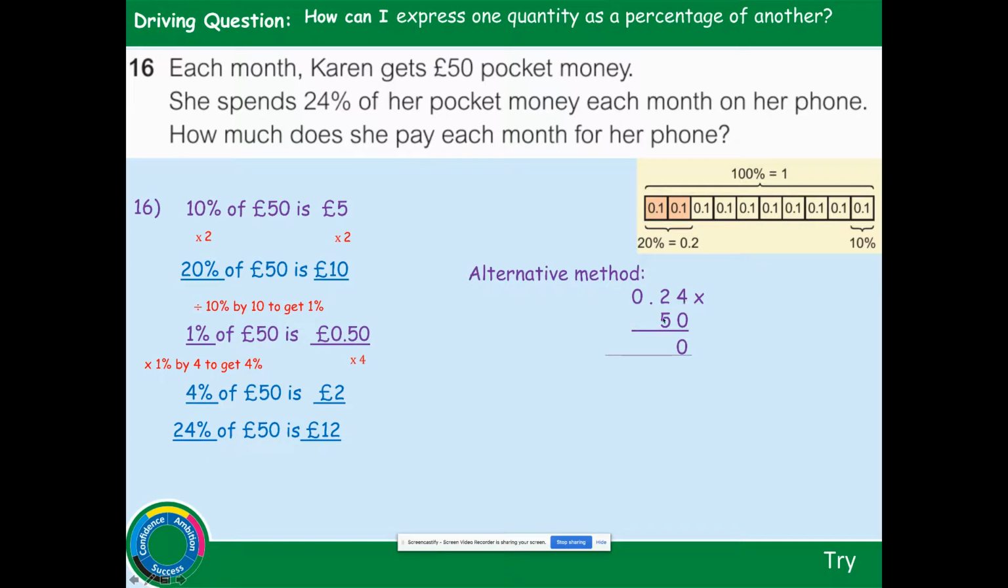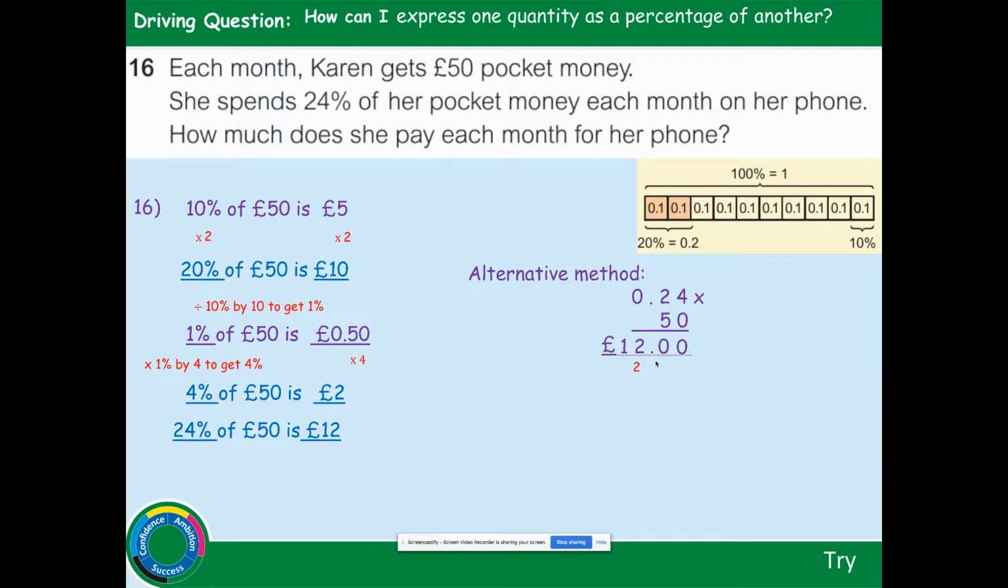5 times 4 is 20, carry the 2. 5 times 2 is 10, add the 2 is 12. And I can put the 12 straight up here because 5 times 0 is 0. So now I've got 1,200 here, but I've got 2 jumps in with the decimal. So it's going to be £12.